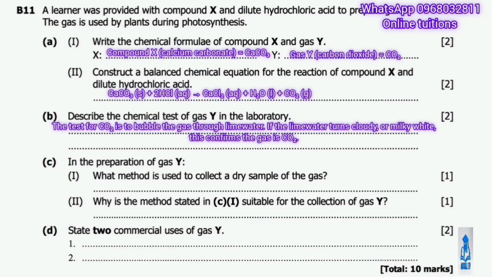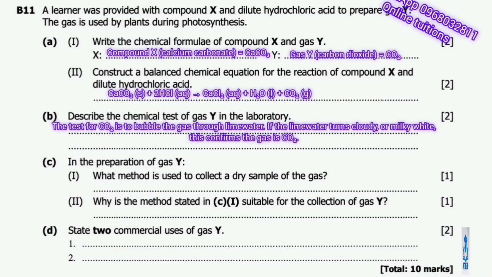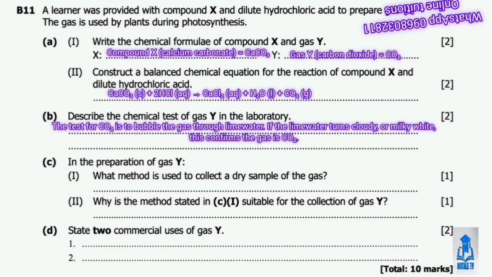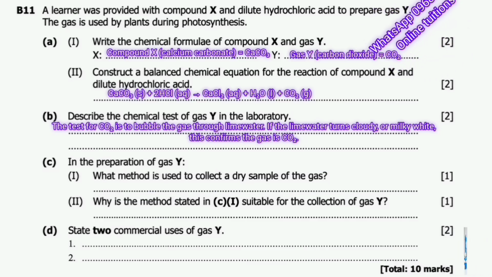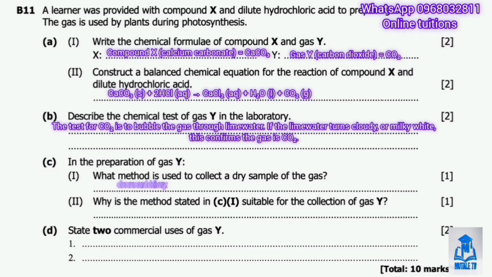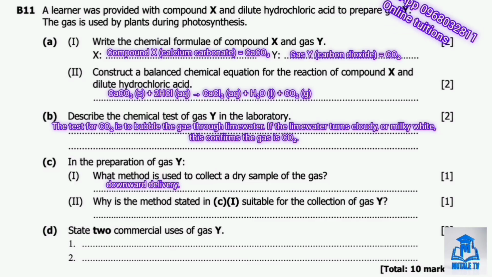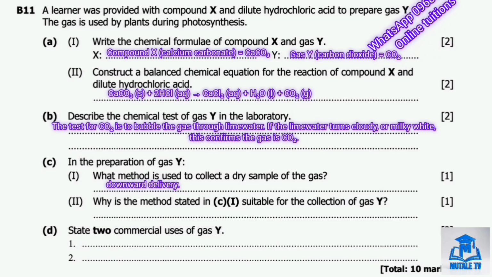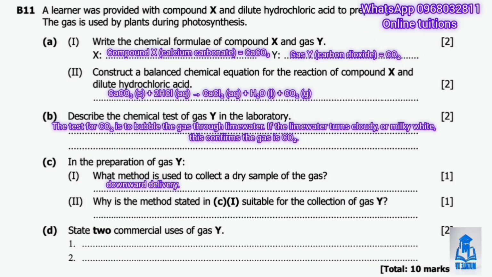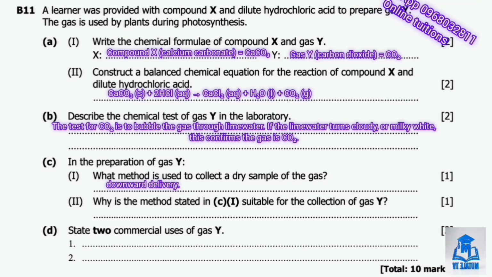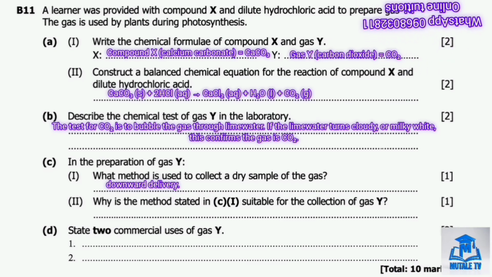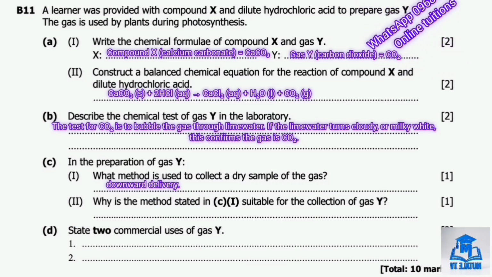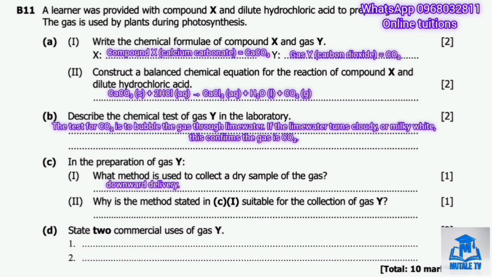Moving on to part C. Part C1 asks us what method is used to collect a dry sample of gas. Carbon dioxide is collected by downward delivery, sometimes described as a collection over a trough using a gas syringe. But more specifically, for a dry sample, you would pass the gas through a drying agent such as concentrated sulfuric acid, then collect it by downward delivery.